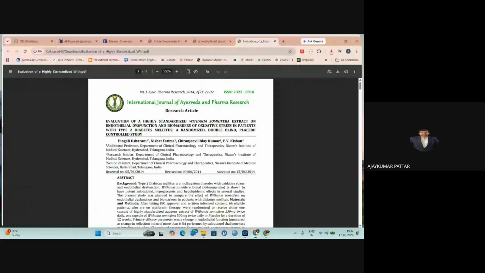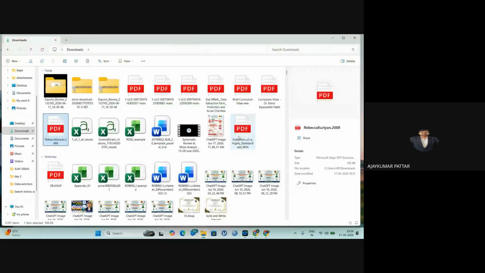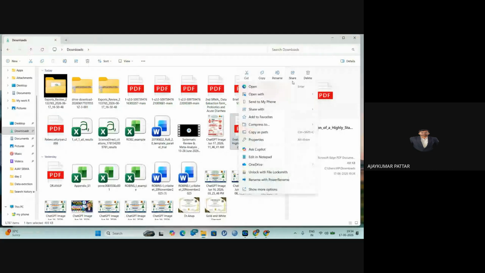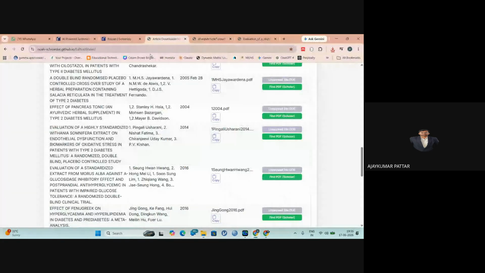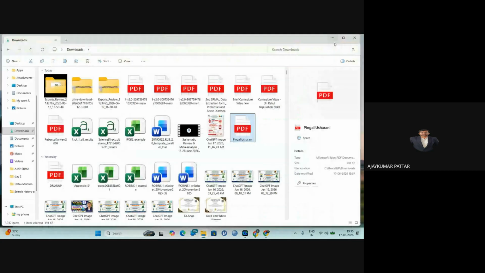Specifically, we have to create one folder and directly download the PDF into that particular folder only. But I am just showing it randomly. We have to create a dedicated folder, but there are many folders in my computer, that's why I'm not creating more folders. So this one, Pingali Usharani 2014, we have downloaded. You have to make the name with the initial name and year.